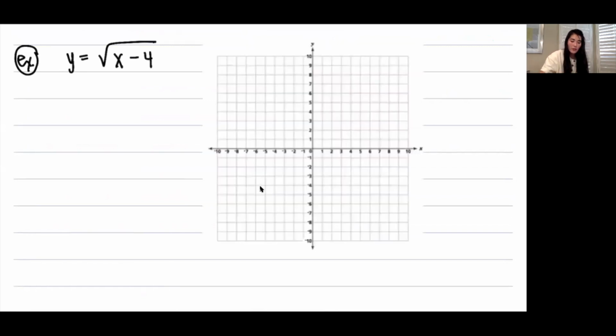All right, let's take a look at a couple other examples, and then I think you guys will be good to go. All right, let's take a look at a problem like this. Y is equal to the square root of x minus 4. Perfect. All right, so same idea. We want to make that table.